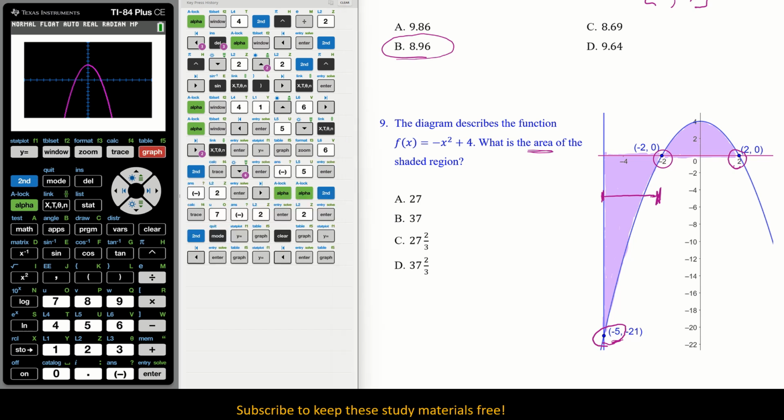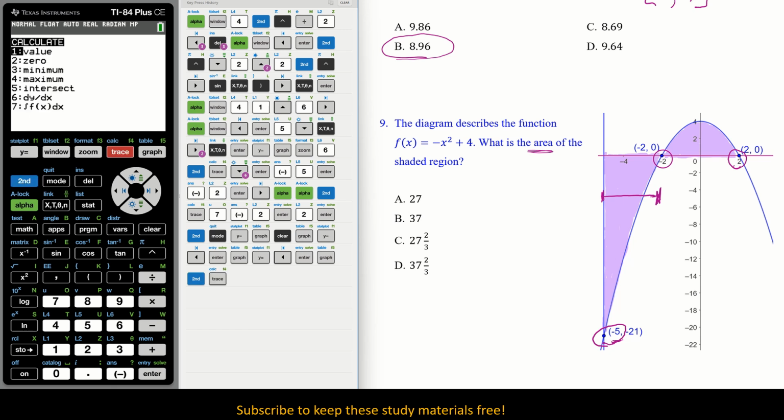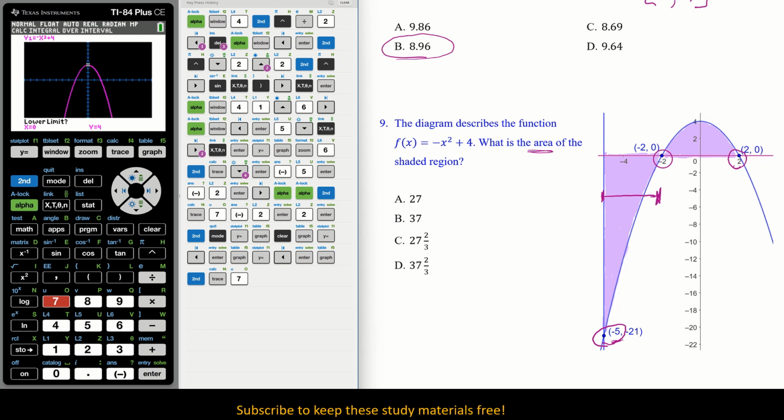So what we're going to do is use the image by actually just letting the calculator draw in our shaded area. However, we're going to need to be careful, and I'll show you why. So let's use second trace. What we need is number 7. So push 7, and it says lower limit. Well, our lower limit is the first thing. We're going to read it going this way. Our lower limit is -5, so literally just push in the -5.